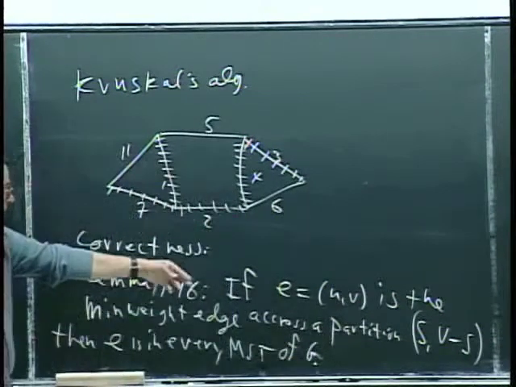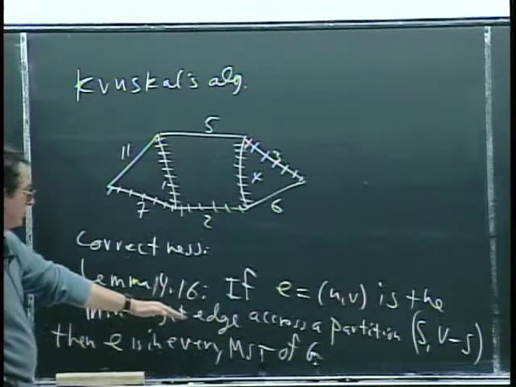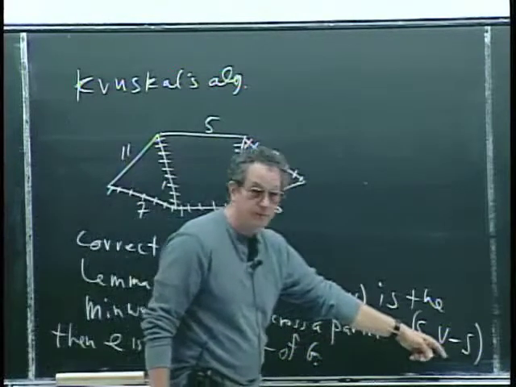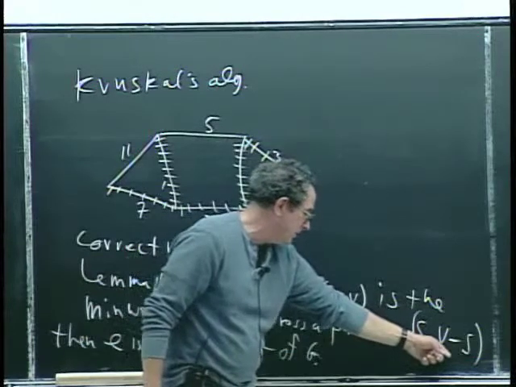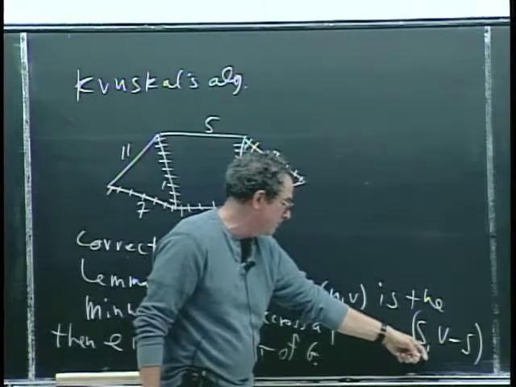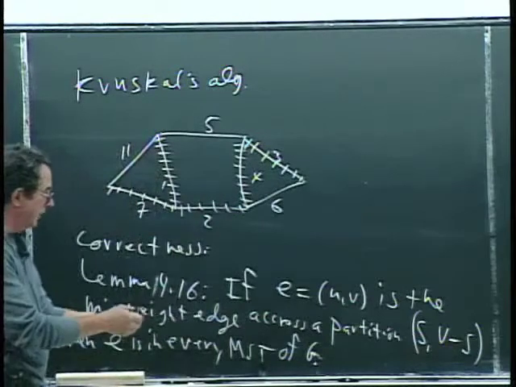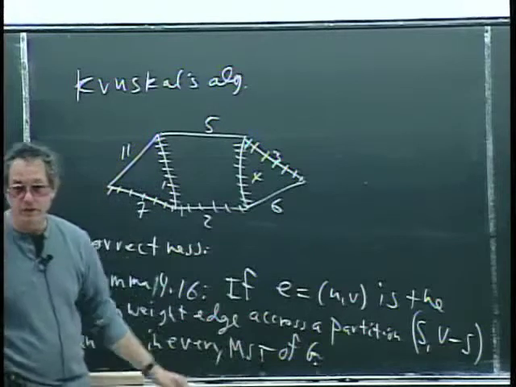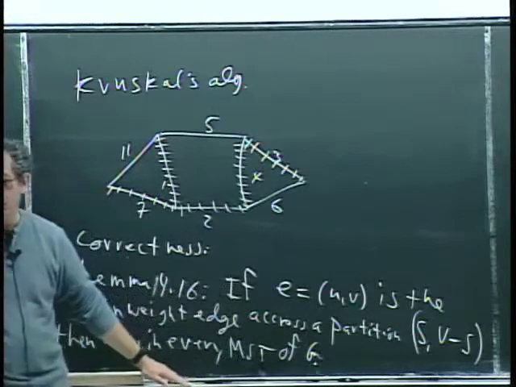And if edge E, which consists of nodes U and V, is the minimum weight edge that crosses a partition of the nodes, which I'm calling S and V minus S, so all of the nodes, that's capital V, the set of all nodes is capital V. So S is some subset of nodes and V minus S is the remainder. If E is the minimum weight edge that crosses that partition, then E is in every minimum spanning tree of G. Okay, now, this, what I just wrote out, is not true.